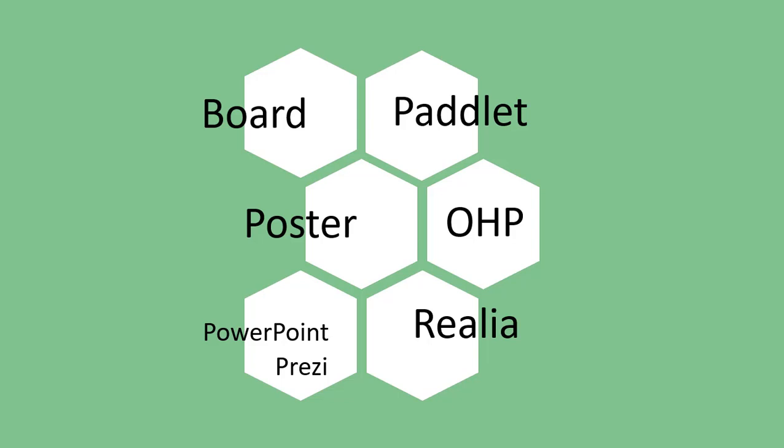The first one, we have board. It can be a whiteboard, a green board or blackboard, something that we use manually to write and present our material in front of our students. That's what we call a board.